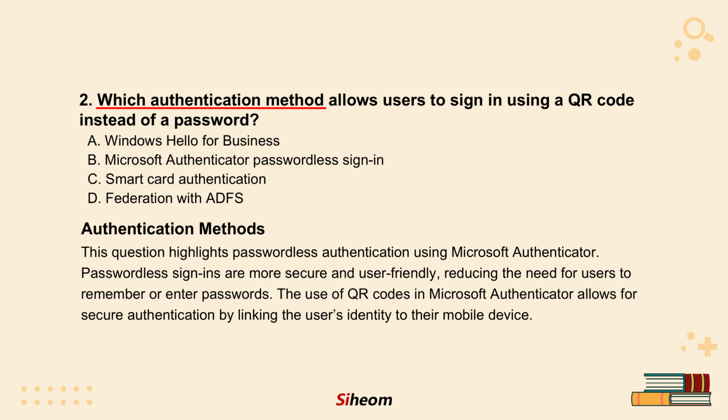The correct answer here is B, Microsoft Authenticator passwordless sign-in. And the process works exactly as described. After a user enters their username, a QR code pops up on the screen, which they then scan using the Microsoft Authenticator app on their phone to complete the sign-in. No password entry needed at all.